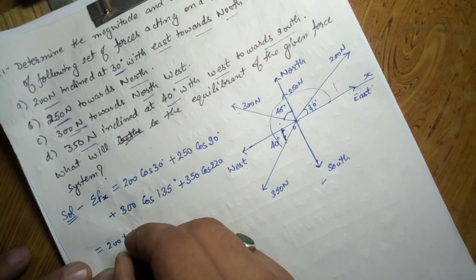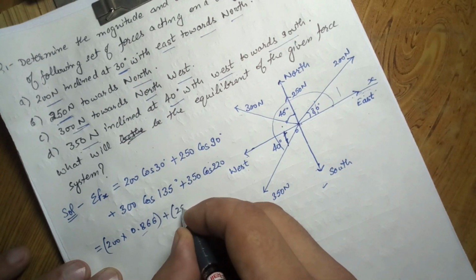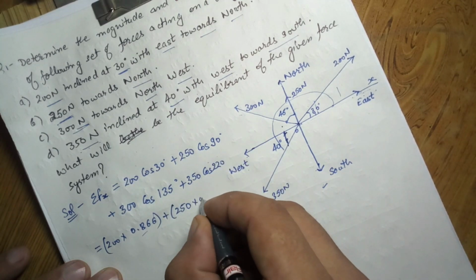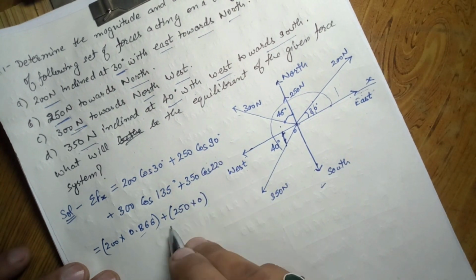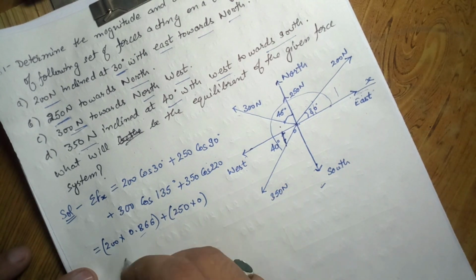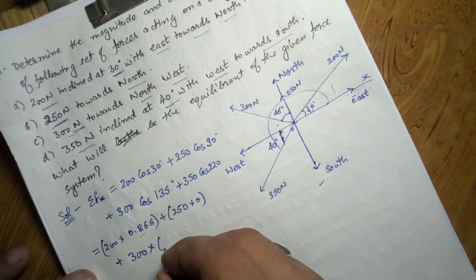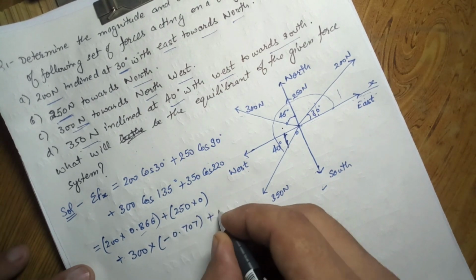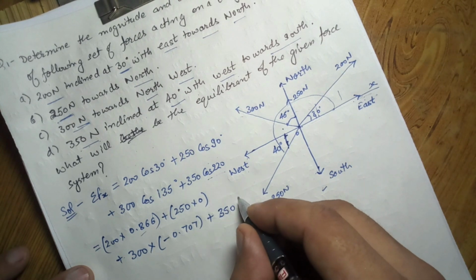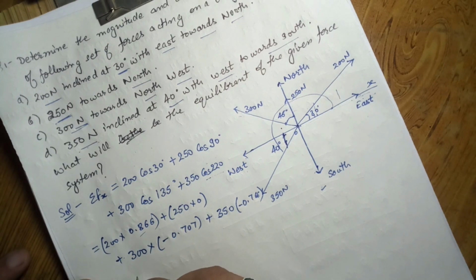So this is 200 into 0.866, that is the value of cos theta, plus 250, and we know that cos 90 will be 0. So we can directly do that 0, but just to teach you, I am taking the full equation. Then it will be 250 into 0. Now the third, that is 300 into cos 135. I have calculated, that is minus 0.707 plus 350 cos 220. So this is minus 0.766.